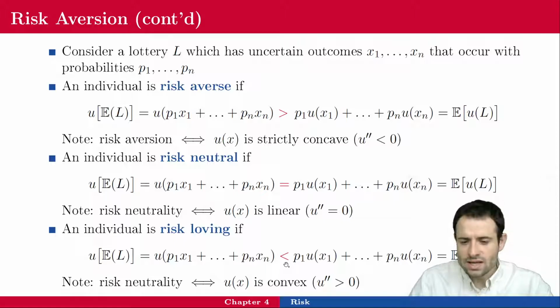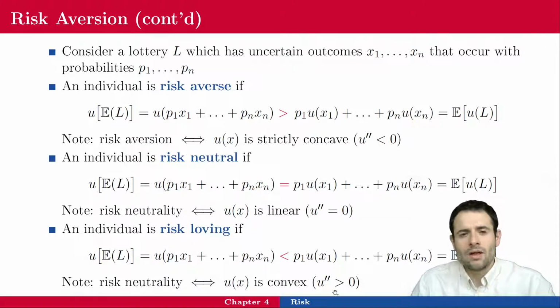In this case, the agent prefers to play the lottery as opposed to receiving the average gain of the lottery for sure. And that means that if, there's a typo here, if the agent is risk loving, then his utility function is going to be convex. And here we have lower than 0. Here this time is going to be bigger than 0.